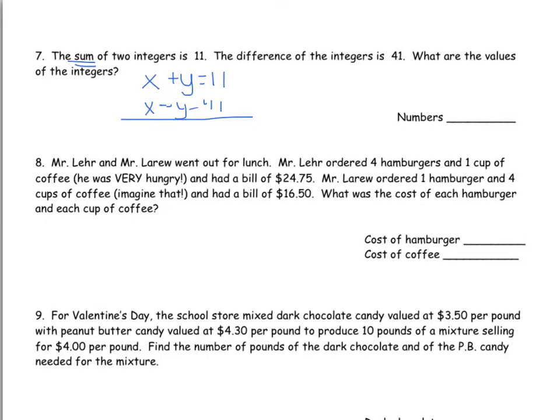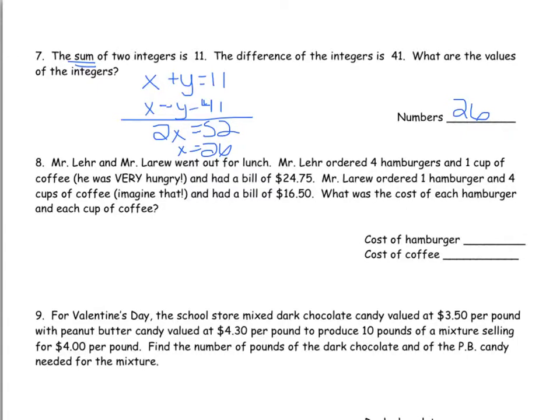But the sum of two integers is 11, and the difference is 41. So most of you, again, solved this by combination. These were already opposite, so all you had to do was combine them. So 11 plus 41 is 52. The y's canceled, and then this next part is where many of you made your mistake. X plus x is 2x.